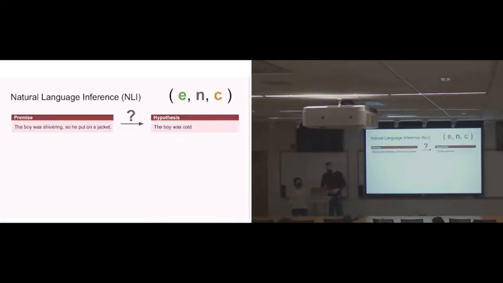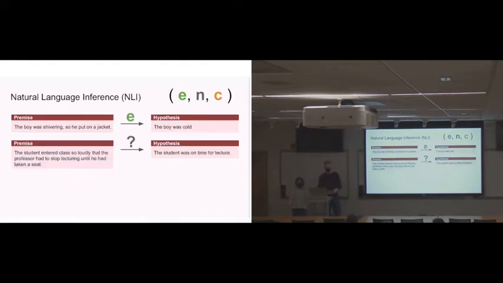So natural language inference is a task where the input is usually two sequences of tokens. One we call a premise and one we call a hypothesis. The idea in the task that we're really interested in is to predict whether or not the premise implies the hypothesis. So here, one example, the premise: the boy was shivering, so he put on a jacket. And the hypothesis is that the boy was cold. So clearly here, this is entailment. The premise implies the hypothesis.